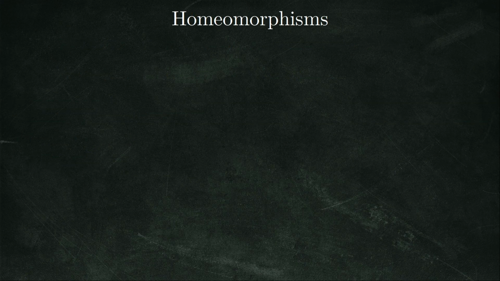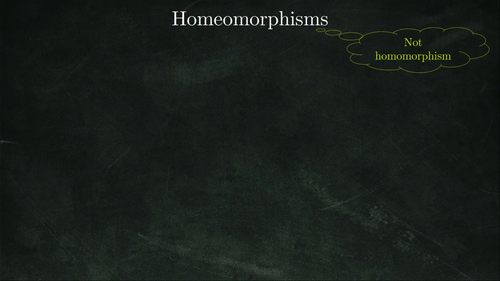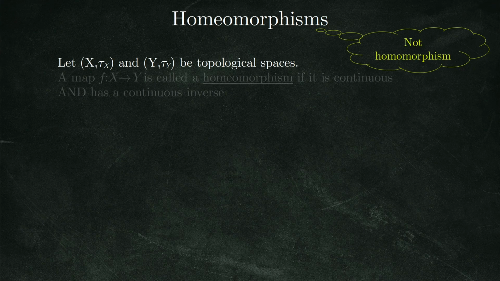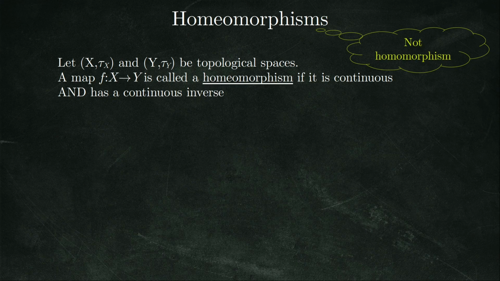Finally, the thing we're going to introduce is the idea of a homeomorphism. This is not a homomorphism. They're kind of similar in the sense that we're looking at when spaces are equivalent in some sense or obey similar properties. Homeomorphism is for topology. Homomorphism is for algebras. So if we have X and Y topological spaces, a map F from X to Y is called a homeomorphism if it is continuous and it has a continuous inverse. And in this case, we would call X and Y homeomorphic.